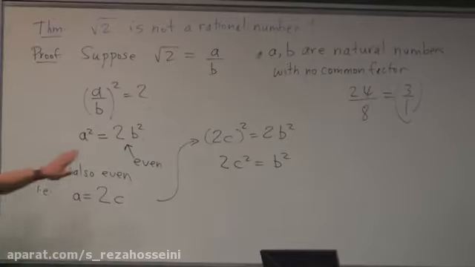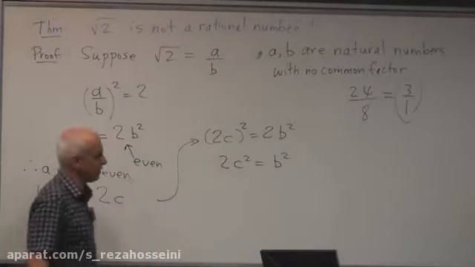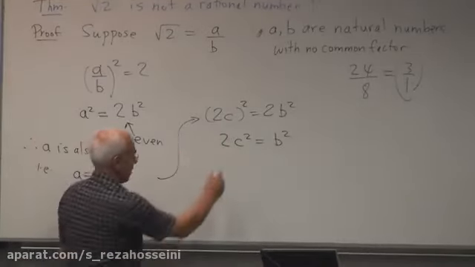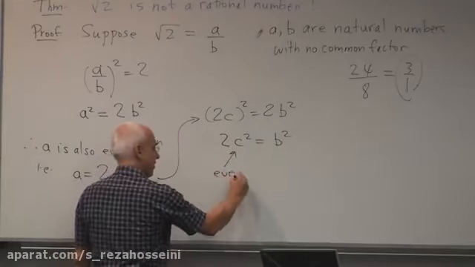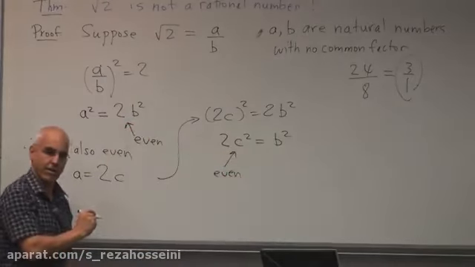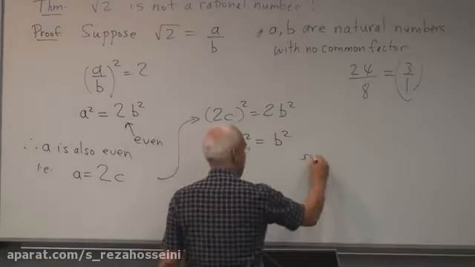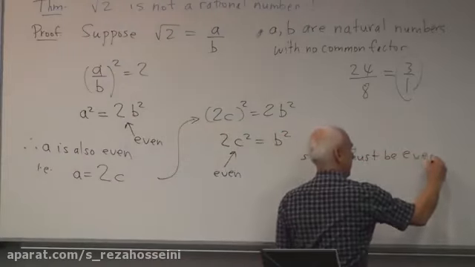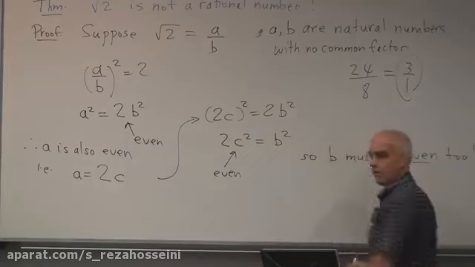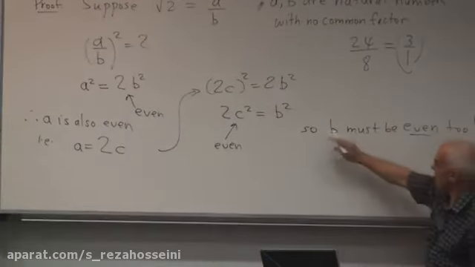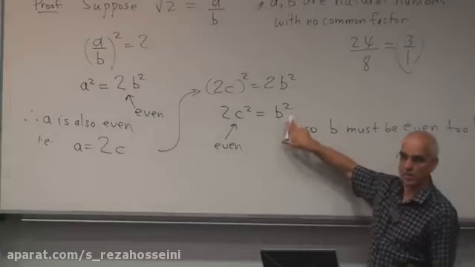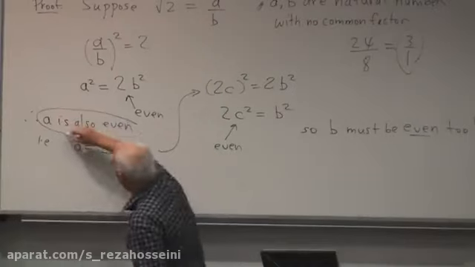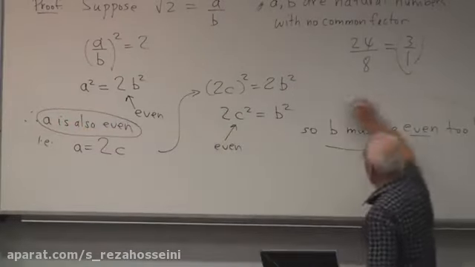Because there was a 4 and a 2, and the 2's cancel, so we have 2 on this side. This looks a lot like what we just had. Now we see that the left-hand side is even, so b must be even, because if it was odd, then odd squared is odd. So what can we conclude? We now know that a is even and b is also even.